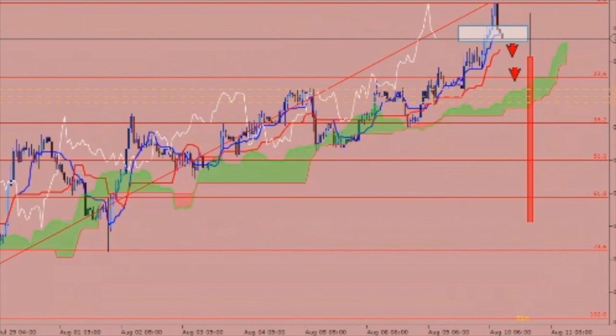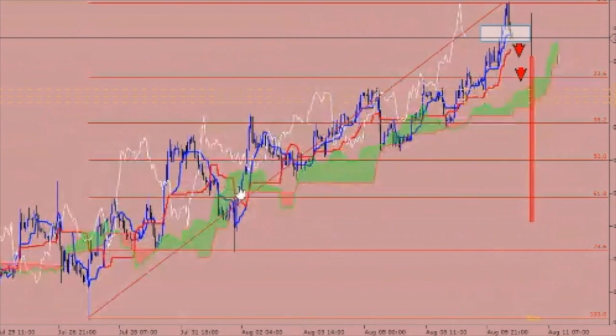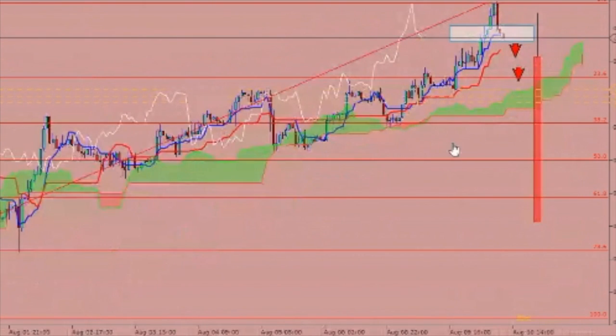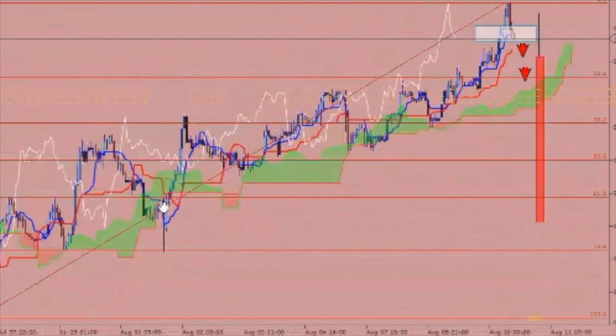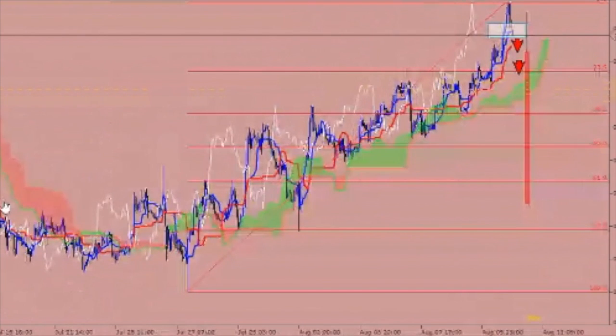And you'll see all of these clouds here. This green area here is a cloud, red's a cloud, green, all of these are cloud areas. Now what happens is, the thinner the cloud, the more the trend is starting to weaken. Okay. Now, the fatter the cloud, the thicker the trend. So we can see right here, this is a very fat red cloud.